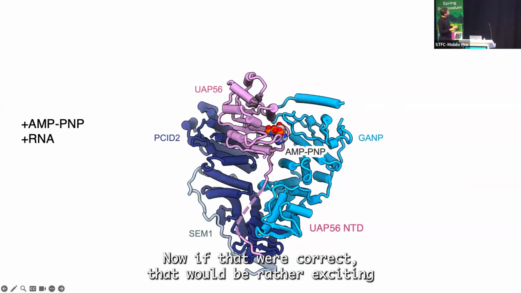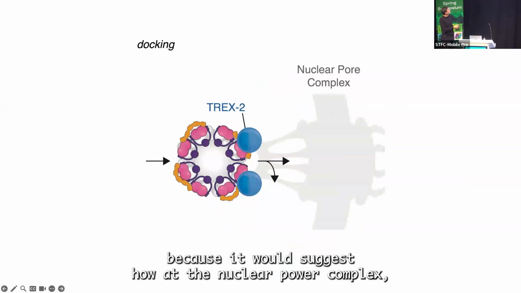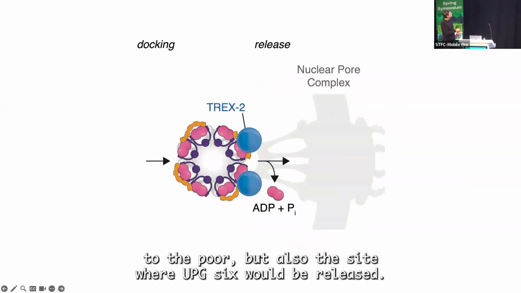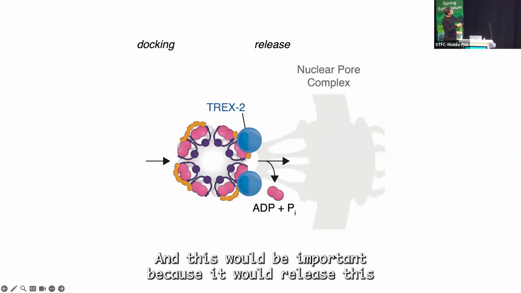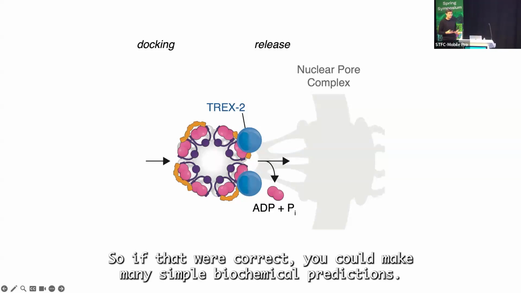Now, if that were correct, that would be rather exciting because it would suggest how at the nuclear pore complex, this TREX2 component may not only be the site of docking for the mRNP to the pore, but also the site where UAP56 would be released. And this would be important because it would release this tethering point and allow entry of the mRNP into the channel.